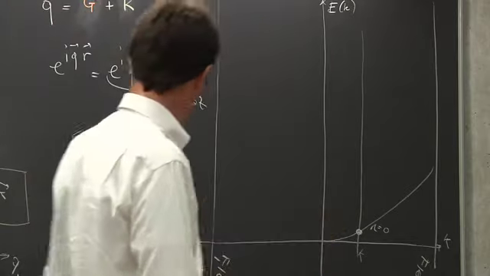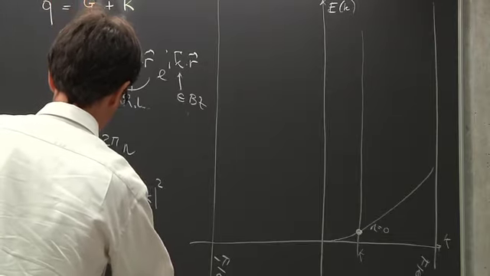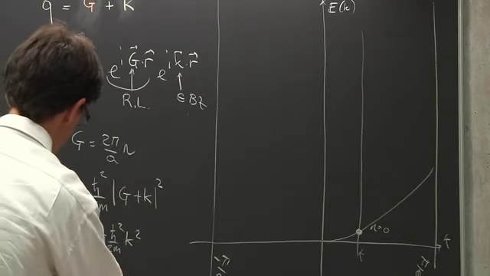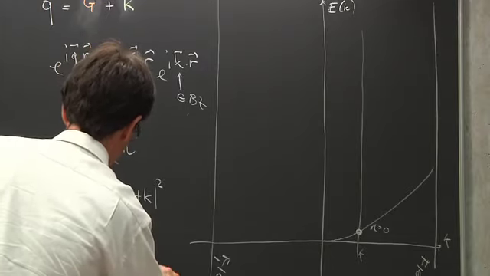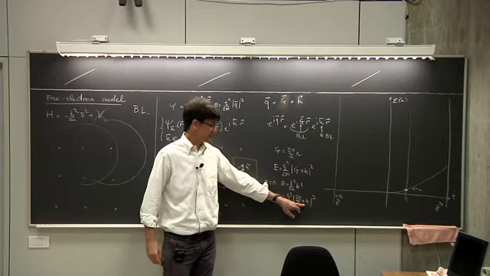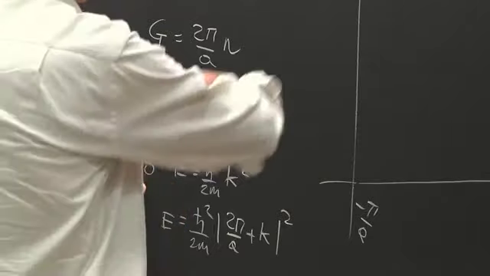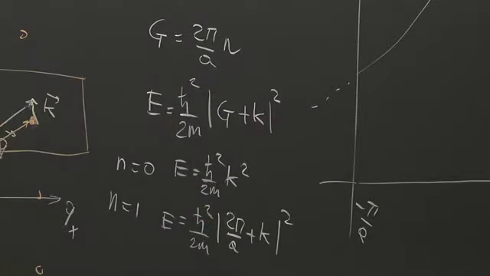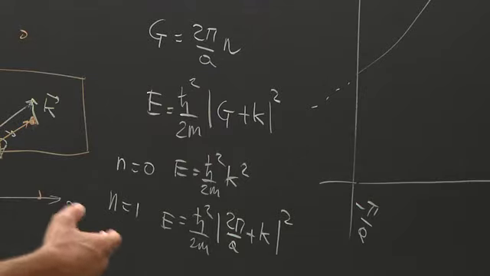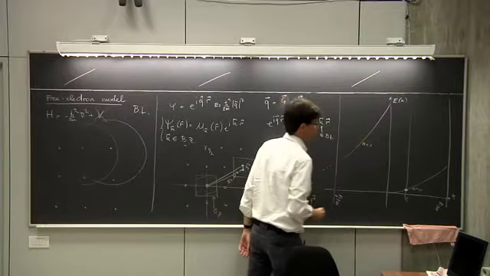If I have to draw it here, so n equals 0, energy is equal to h squared over 2m k squared. n equals 1, the energy is equal to h squared over 2m (2 pi over a plus k) squared, right? So this is a parabola centered at minus 2 pi over a. So it's centered somewhere here. Parabola. Again, I'm not interested in what happens outside the Brillouin zone, because we've already made this argument, right? Whatever happens outside the Brillouin zone, there will be somewhere else in the Brillouin zone. So I don't need to care about solutions outside the Brillouin zone. So this is the n equals 1 solution.